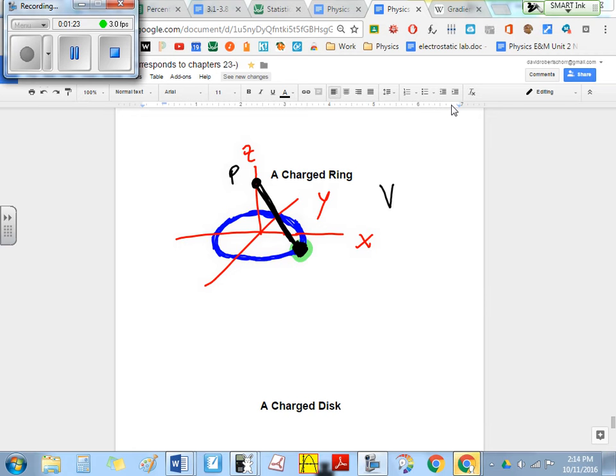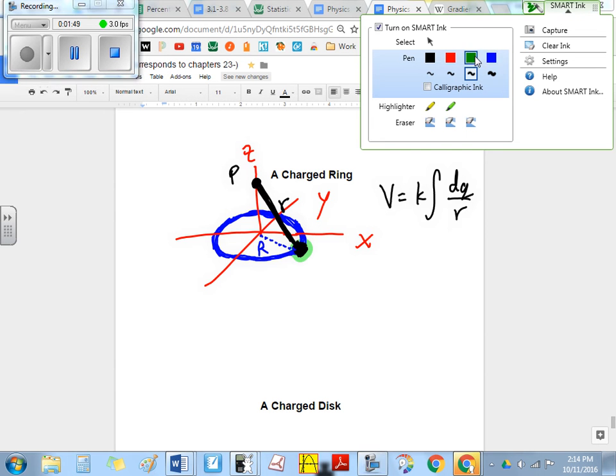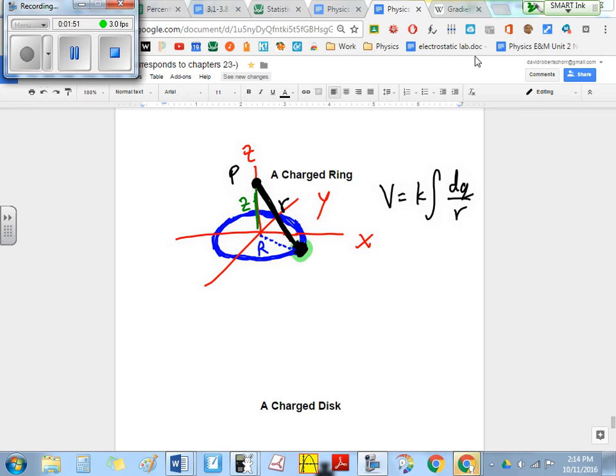In our formula, V equals k integral of dq over r. That is our r. That is the distance between the charged object and the point of reference that we wish to study. Okay, and then there's also another r, but this r is a property of the ring itself. So it's actually this R down here. And the distance straight up, we will call that z, which seems logical.